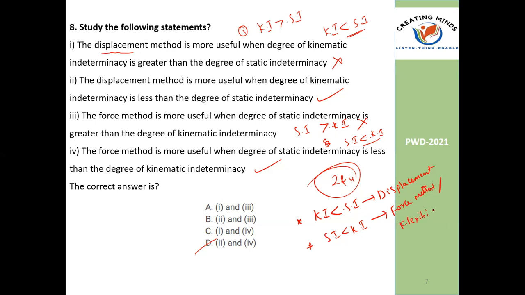You have the flexibility matrix method, the flexibility method. This is the displacement method or stiffness method, another name. In the question, instead of displacement they may put stiffness, and instead of force they may put flexibility. Both technical words are the same. Okay. Next question.